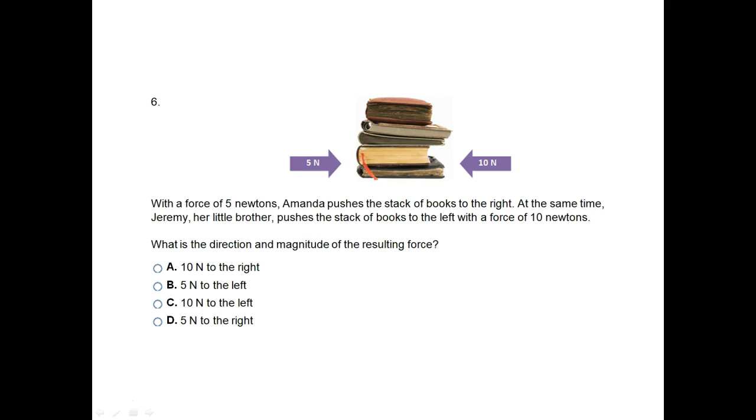Number 6. With a force of 5 newtons, Amanda pushes the stack of books to the right. At the same time, Jeremy, her little brother, pushes the stack of books to the left with a force of 10 newtons. What is the direction and magnitude of the resulting force? A. 10 newtons to the right. B. 5 newtons to the left. C. 10 newtons to the left. Or D. 5 newtons to the right.